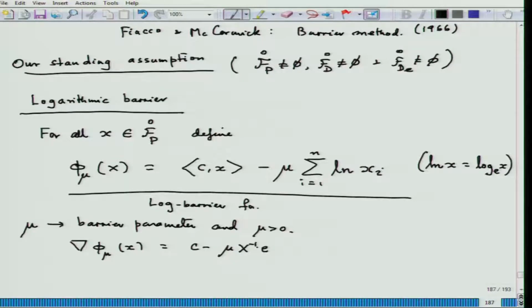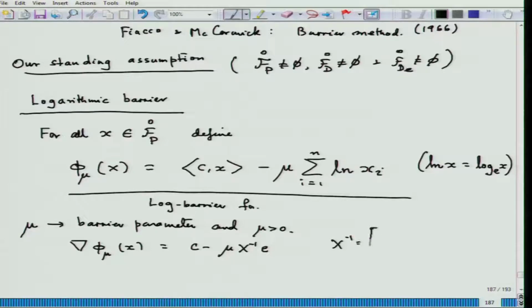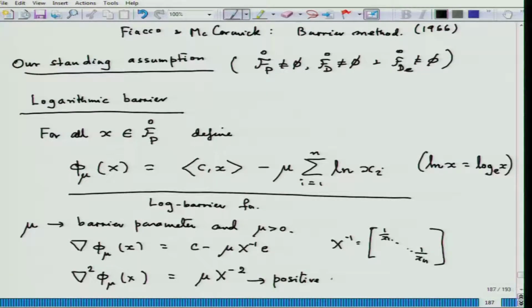What is x inverse? Here the capital X is the diagonal matrix consisting of x1, x2, up to xn, and all these elements are positive. So, x inverse is nothing but a matrix of this form. You can figure this out at home at your leisure. This actually means nothing but x1 square, x2 square. So, this is PD, positive definite. This Hessian matrix is positive definite on f naught p.